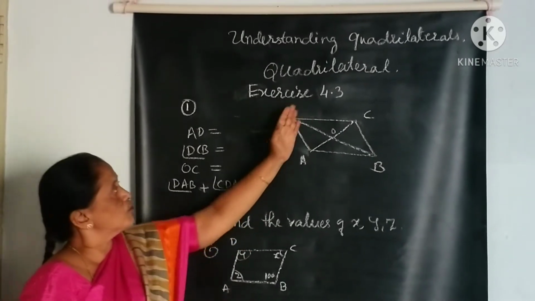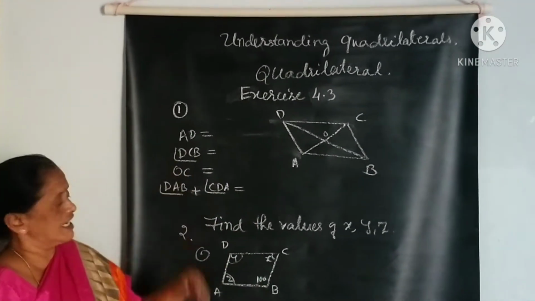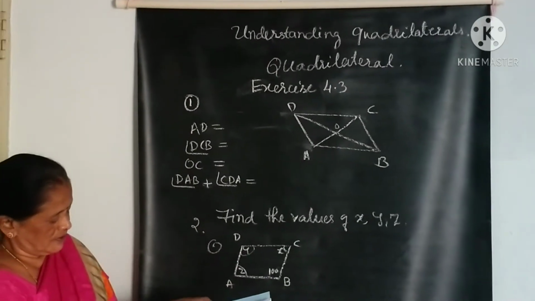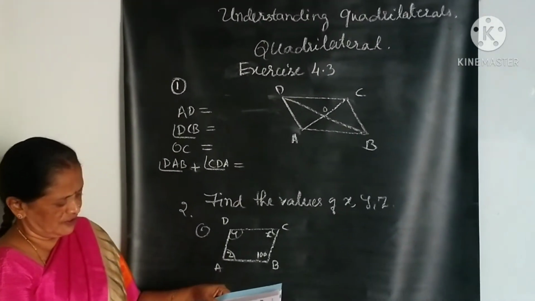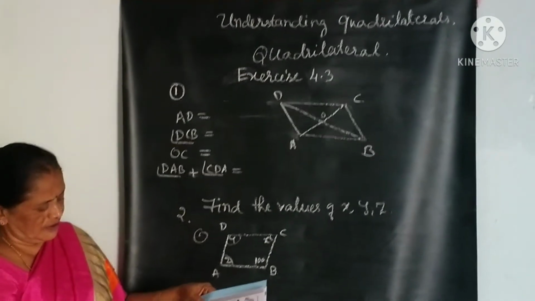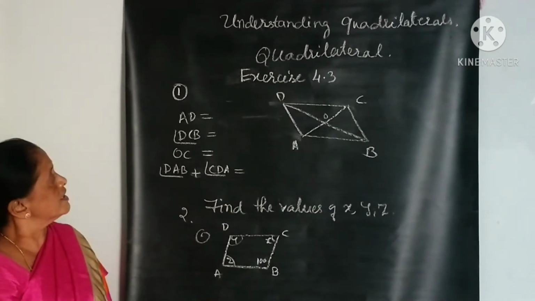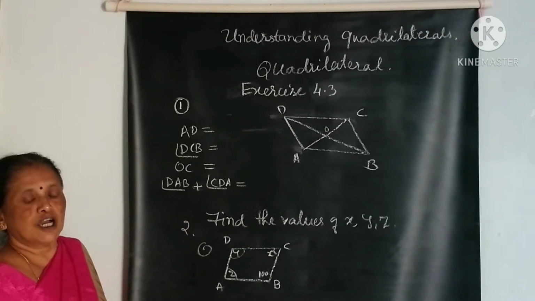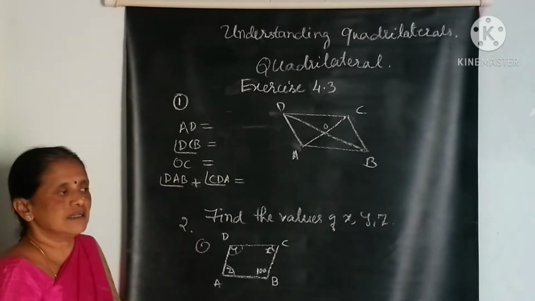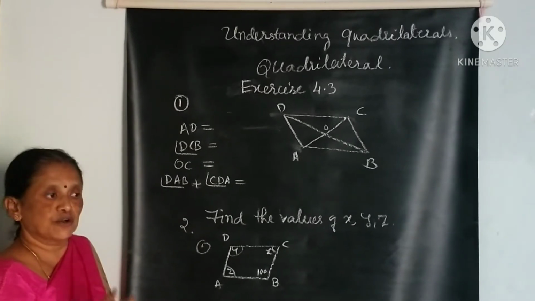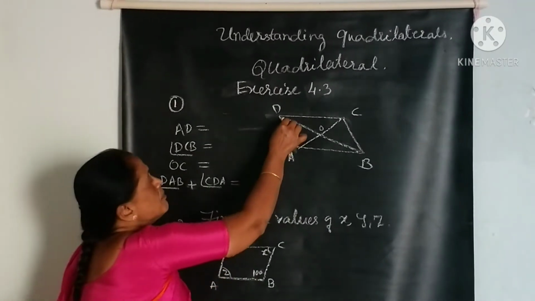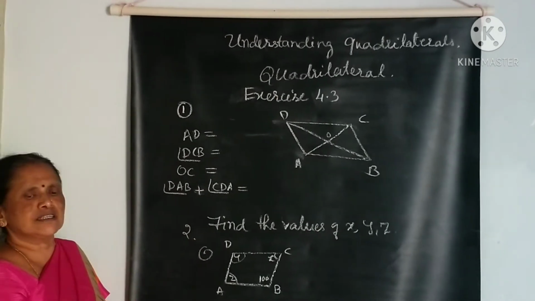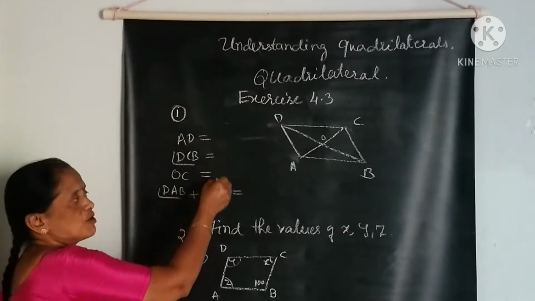First exercise 4.3. In that first exercise, complete each statement with the definition or a property used. Here we already know that in a parallelogram, opposite sides are equal and parallel, and opposite angles are equal, and the sum of the adjacent angles is 180 degrees. By using that knowledge, solve this problem.